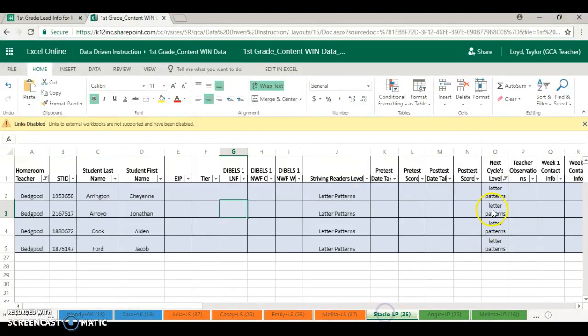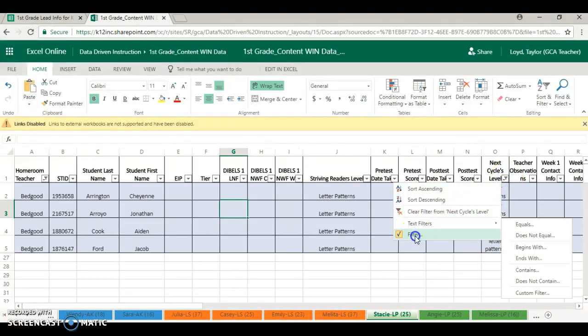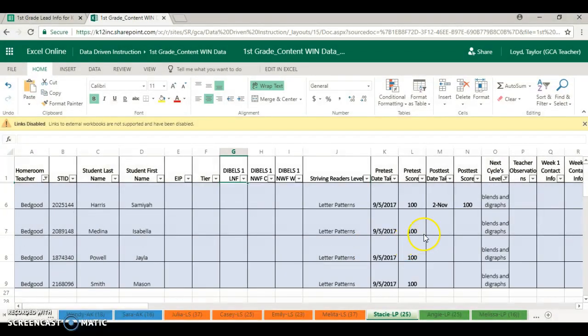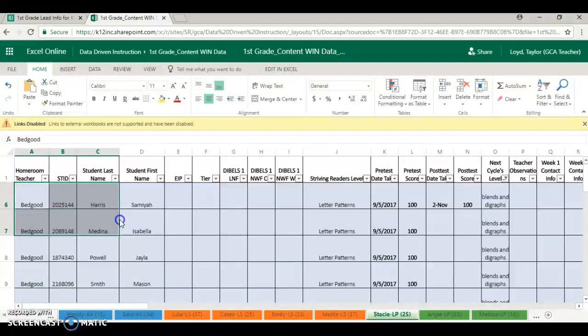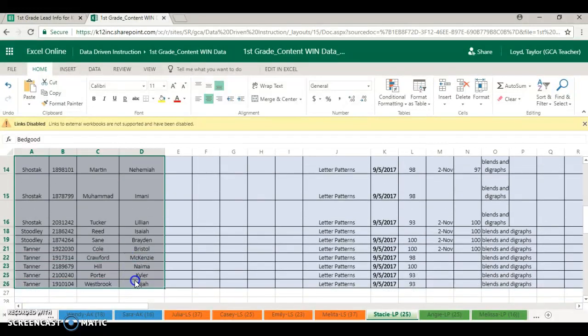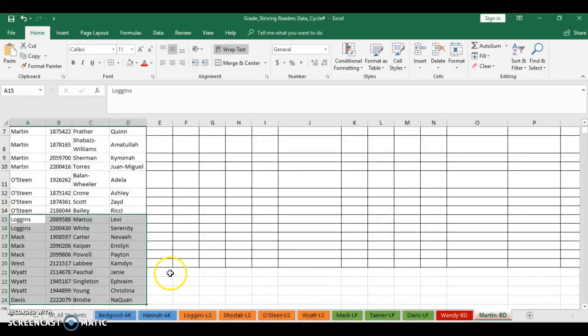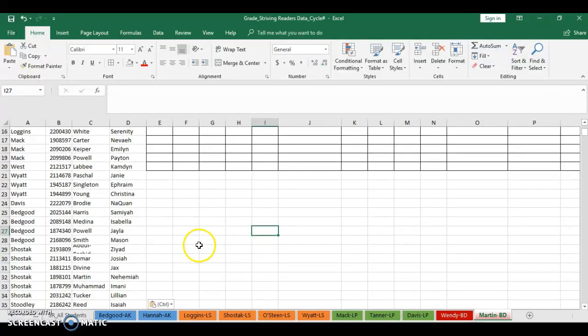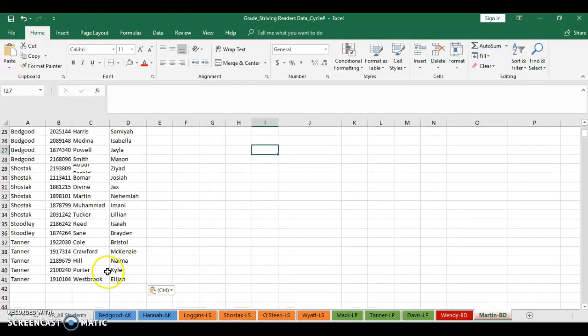Then I went to Stacy's letter, and this one's already been filtered. We want blends and digraphs. And there were additional filters here. Make sure that your filters are correct so you don't miss anybody. It can be tricky. Believe me, it took me a good bit to create these to make sure I didn't miss anybody.